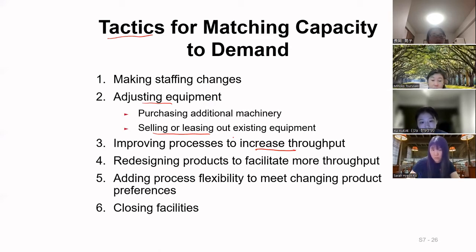Closing a facility is also another option. I cannot meet the demand because the demand is too small and the capacity is big, so you might as well close down. Like what is happening in COVID today, many shops, even retail shops, are closed because there's no demand. In New York, in London, all the retail shops are closed. Why open? There's no demand.